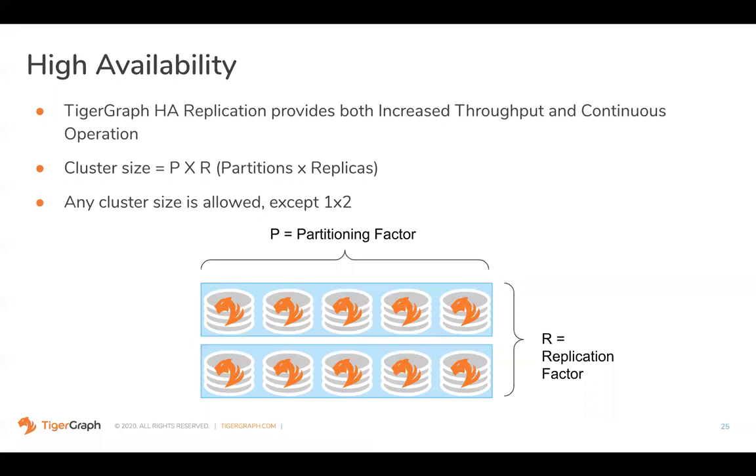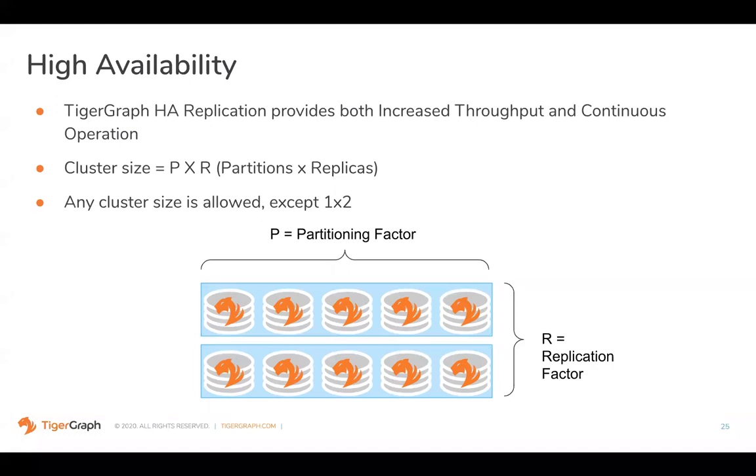So I'm going to introduce a couple of terms. P is the partitioning factor. If my database is spreading the data across 5 servers, the partitioning factor is 5. And if I have 2 replicas of that entire database, then my replication factor is 2. So I have a total of 10 servers. And this is a pretty traditional architecture that gives you both.